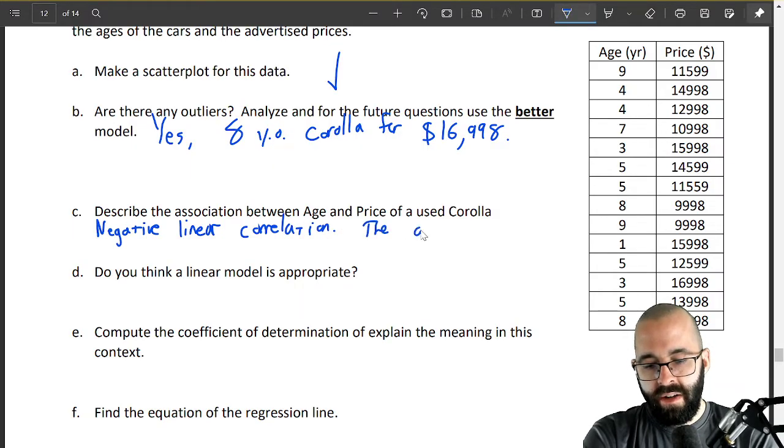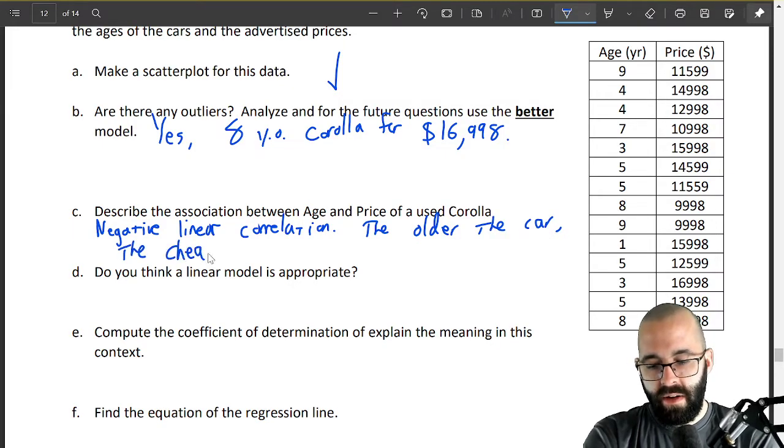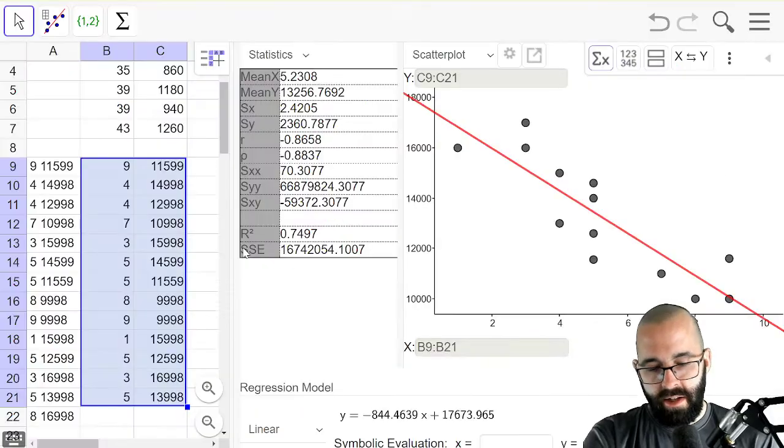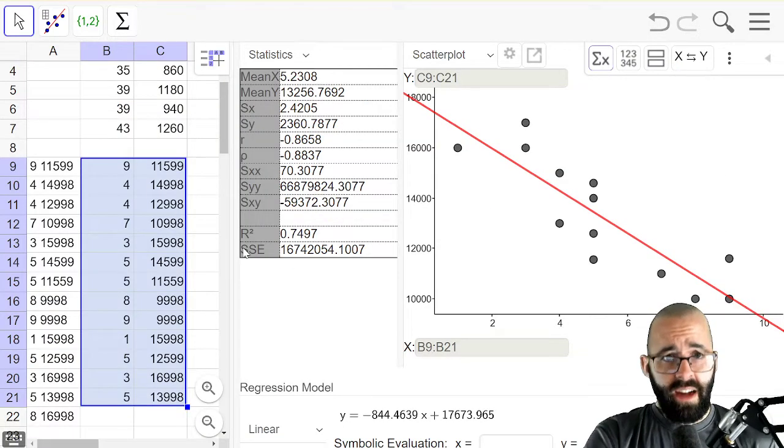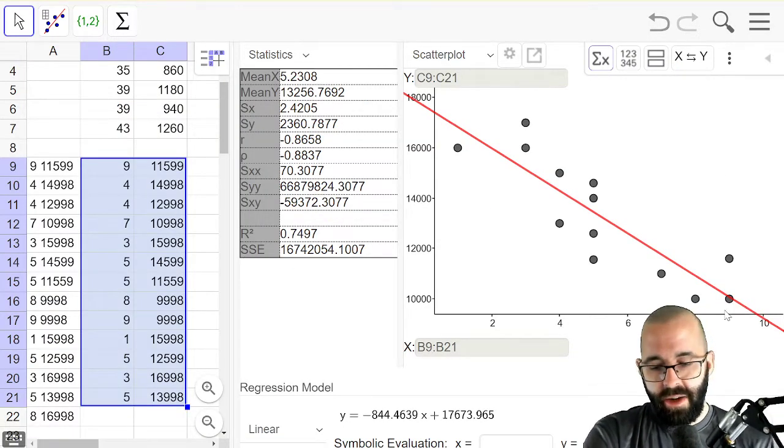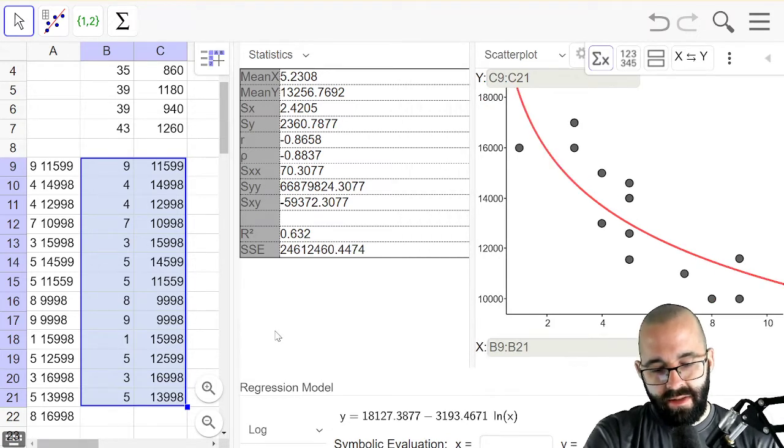Right? The older the car, the cheaper. Do I think a linear model is appropriate? Yeah. And again, you can kind of play with GeoGebra a little bit. We could use a logarithmic model. It actually doesn't look too bad either.